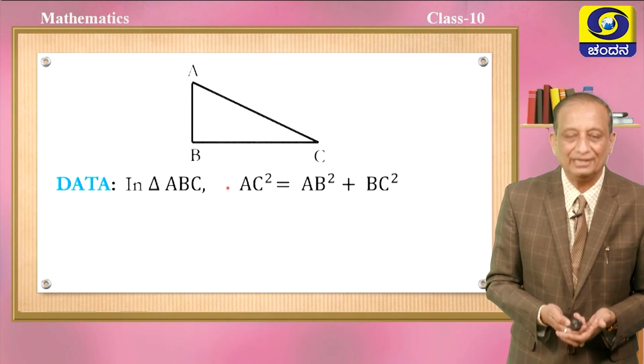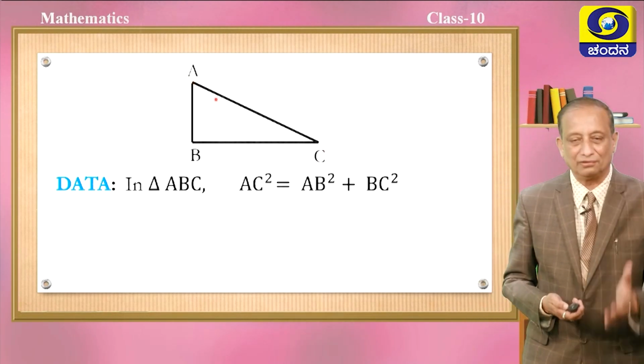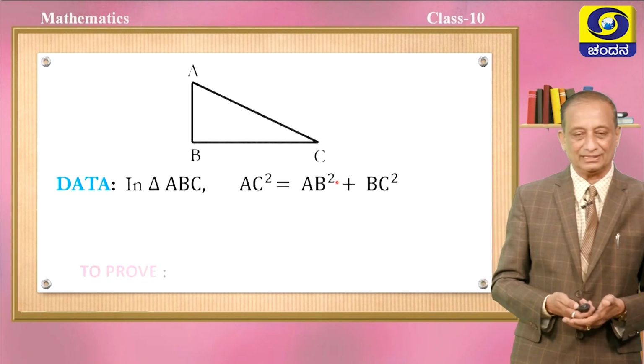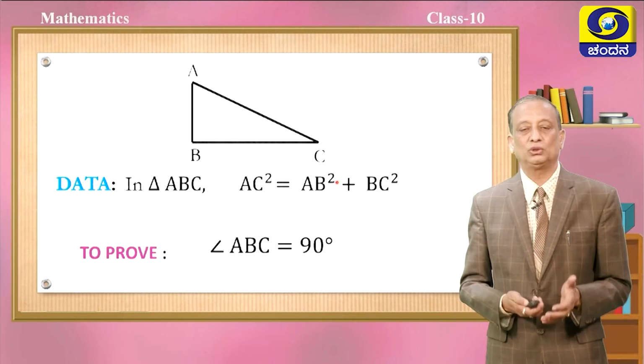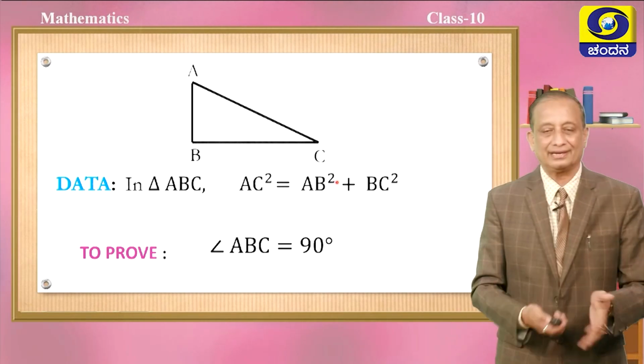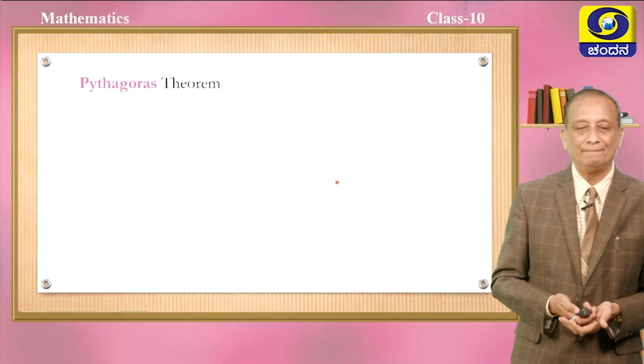So what is the data? In triangle ABC, AC is the longest side, therefore AC square is equal to the sum of the squares on the other two sides. So what is to be proved? We have to show that between AB and BC there is a right angle. So we have to prove that angle ABC is equal to 90 degrees.